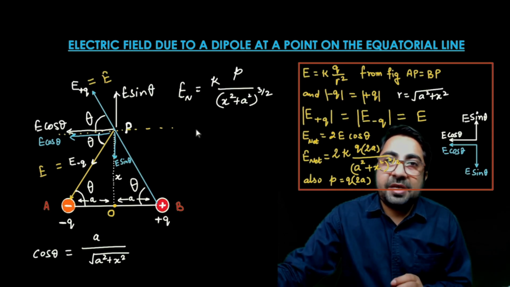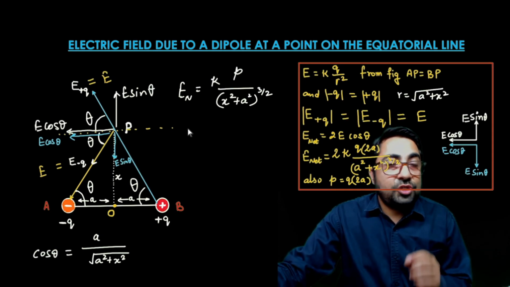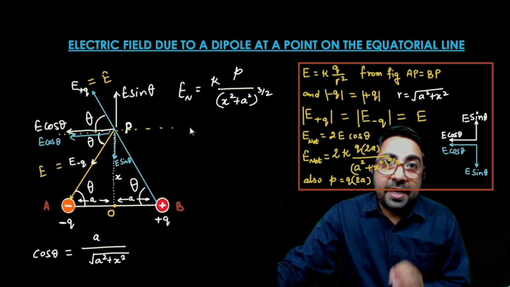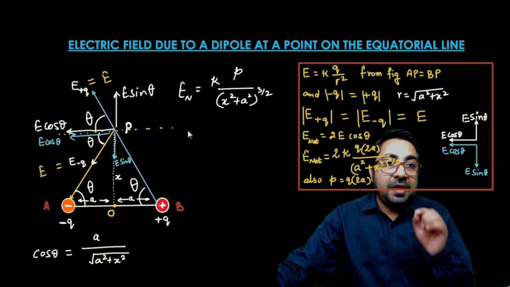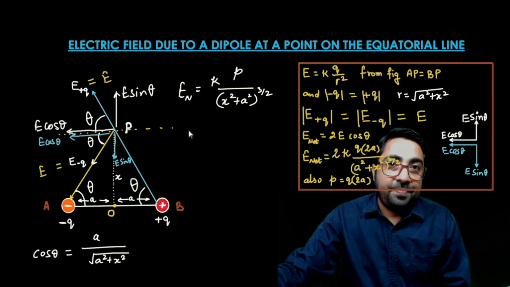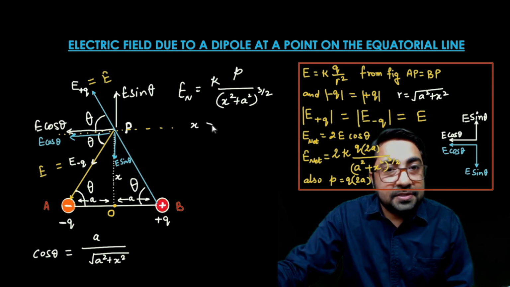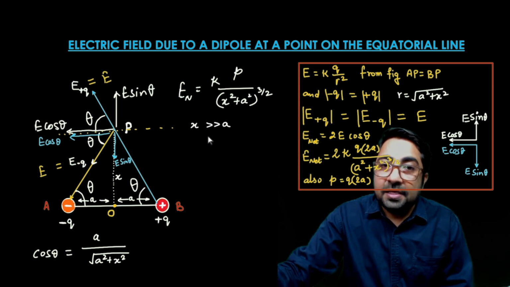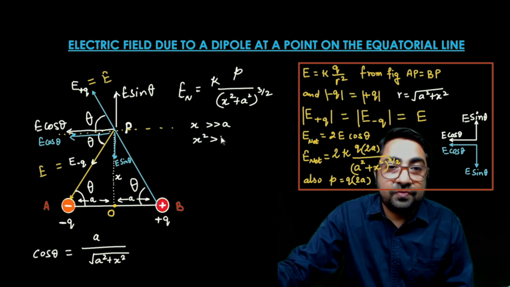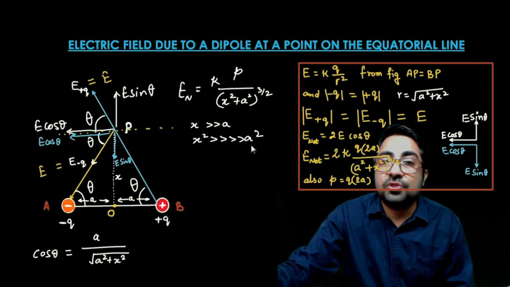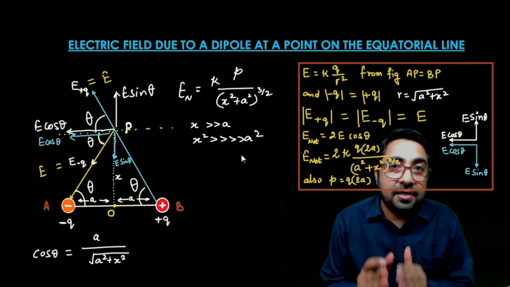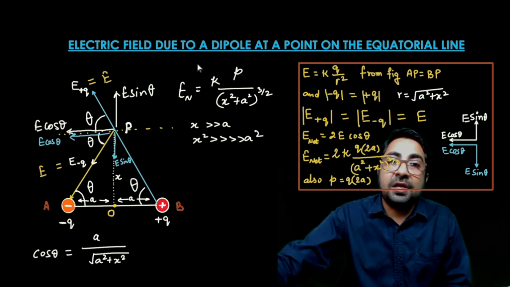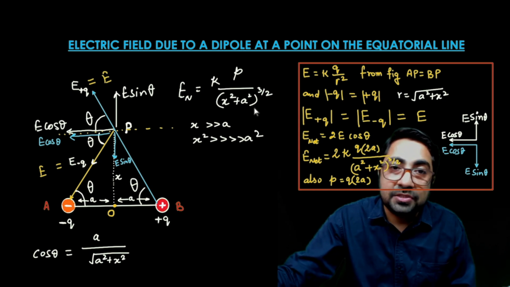Let's take one special case here, that is for a short dipole. For a short dipole, it means that point P is situated very far. So here if x is very much greater than a, then x square is very much greater than a square. So I can neglect the term a square from the general expression of electric field intensity.